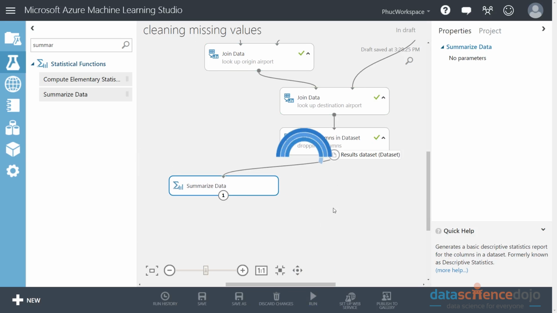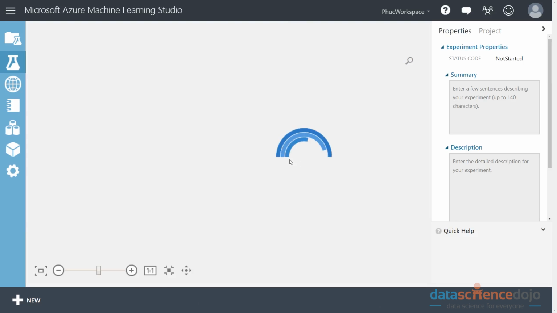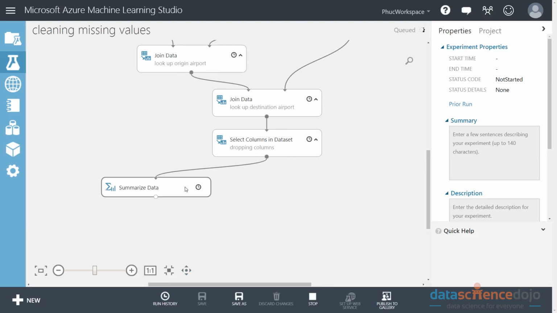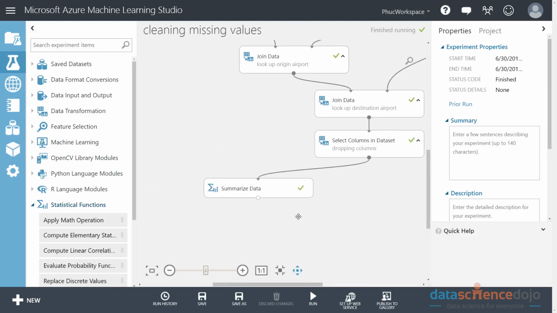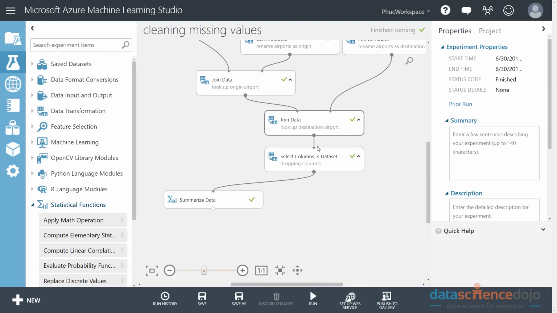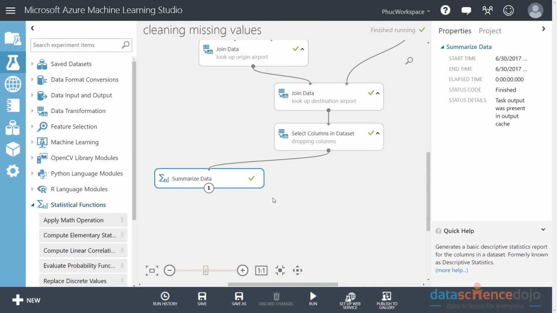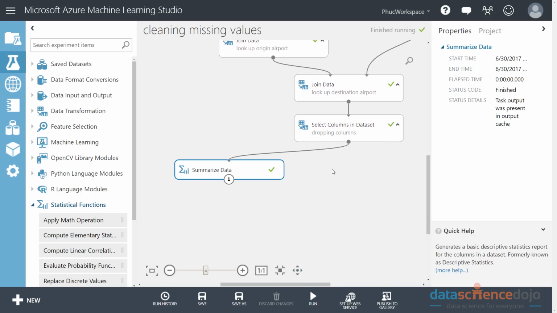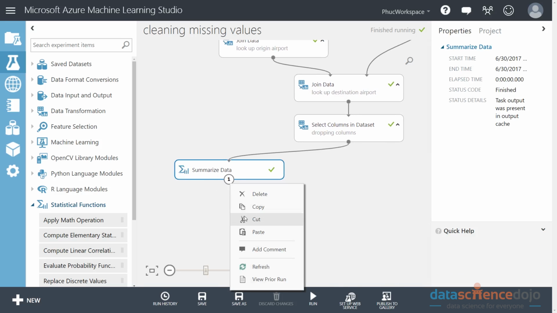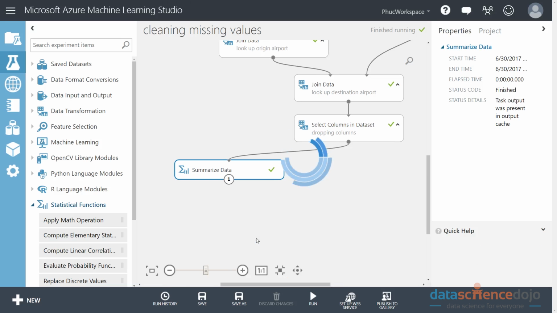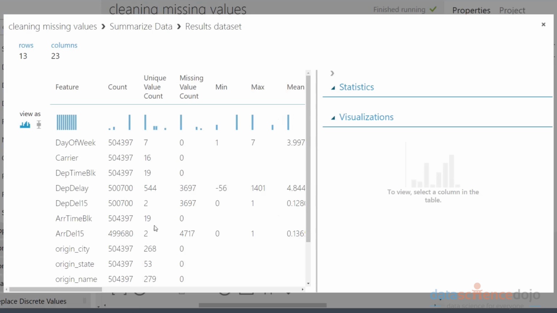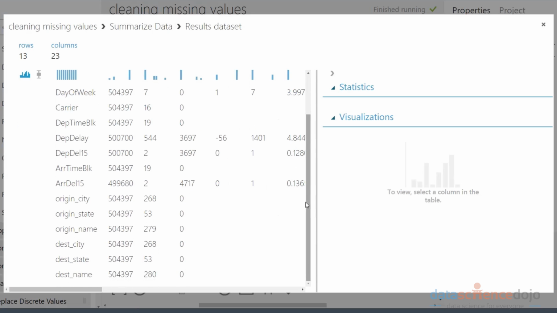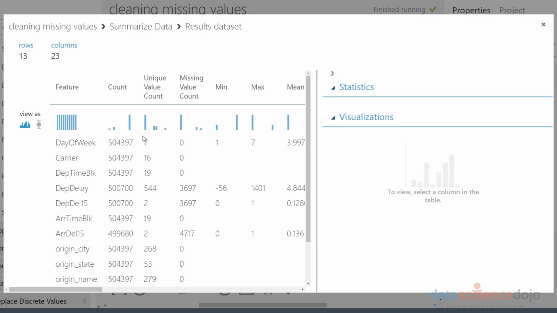Notice that I'm connecting the Summarize Data module off to the side. I'm making a conscious note that this is not part of the workflow. This is like a separate dipstick test, a separate test of quality, if you will. If I right click and visualize this, I can see basically the summary of all of my columns. What are my column names, and then what are the observations?